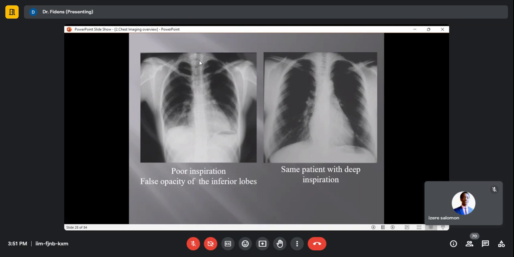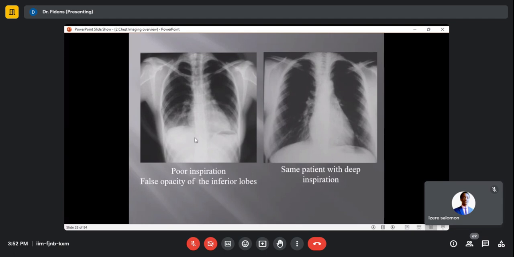I will tell you the difference between exposure and the penetration of the film. You remember I told you about good penetration. I said the spine should be faintly seen through the heart shadow. Like here on this one, you can see the spine, but it is not clearly seen. It is faintly seen, not clearly. So this is a good penetration.